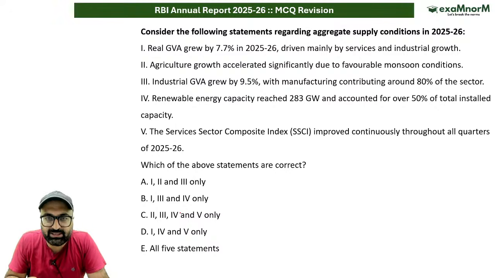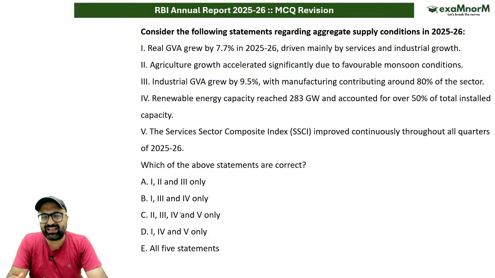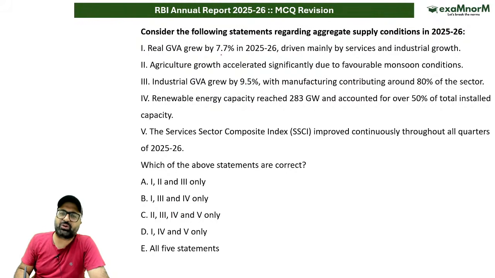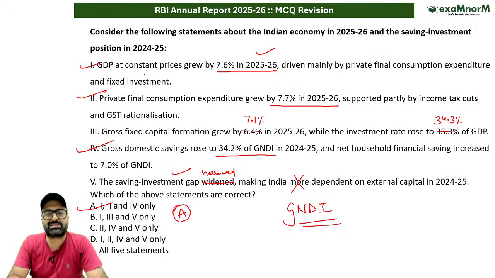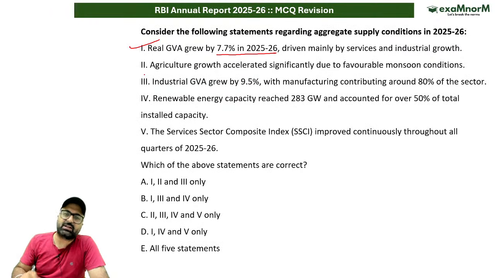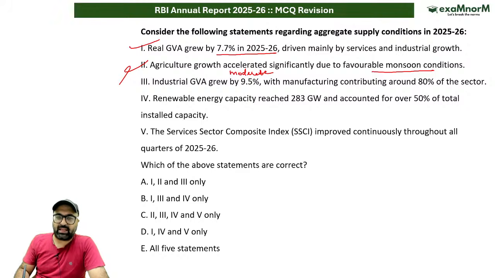अगला question देखो. Consider the following statement with respect to aggregate supply conditions in the country. If I talk about the aggregate supply conditions in the country, real GVA grew by 7.7% in the financial year. This is correct. Gross value addition has increased by 7.7%. लेकिन अगर हमसे कोई पूछे GDP, it has increased by 7.6%. Agriculture growth accelerated significantly due to favorable monsoon conditions. सर आप कहो कि it has accelerated significantly, नहीं, rather agriculture growth was moderate. It was moderate.